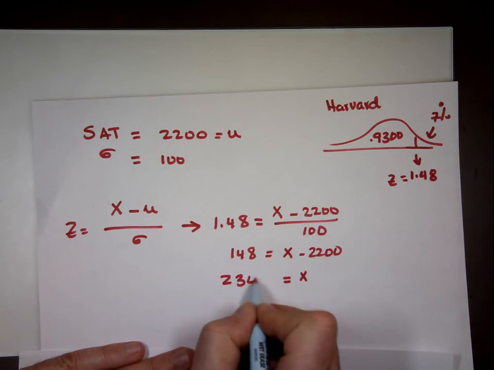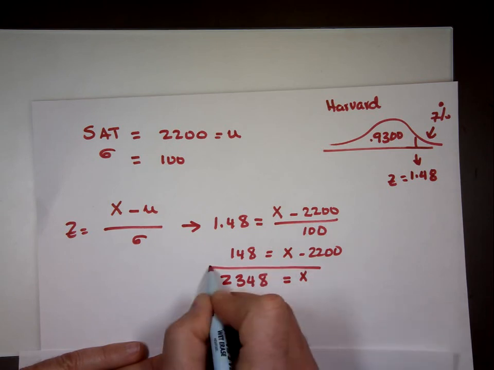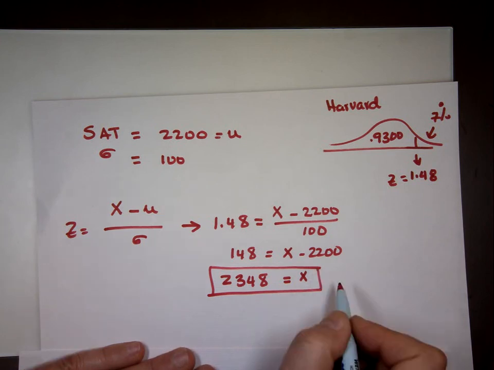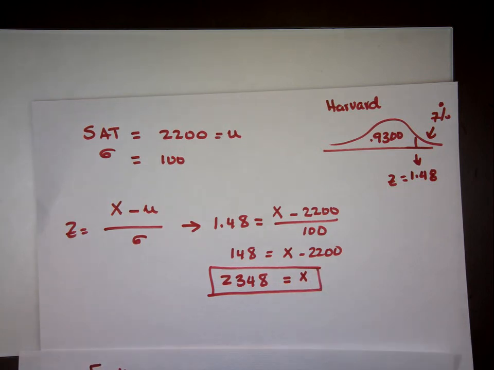Perfect score is what? 2400. You got to be near perfect. And I'm not making these numbers up for Harvard. It is 7%. So is Yale. Yale last year was 6% acceptance. Does everyone who applies to Yale or Harvard have to have a score of 2348? No, but you got to be close to it.